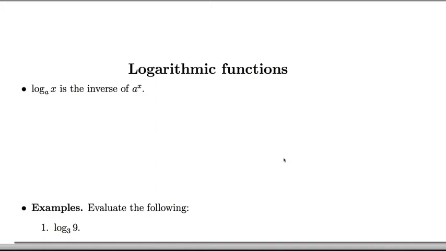Logarithmic functions are the opposite of exponential functions. In particular, log base a of x is the inverse of a to the x. What does that mean? Well, let's think of two functions that you're more familiar with that are inverse pairs of each other. Y equals x squared and y equals square root of x, at least when x is positive. Let's assume x is positive so we can take the root. These are inverse functions. Each is the opposite of the other.